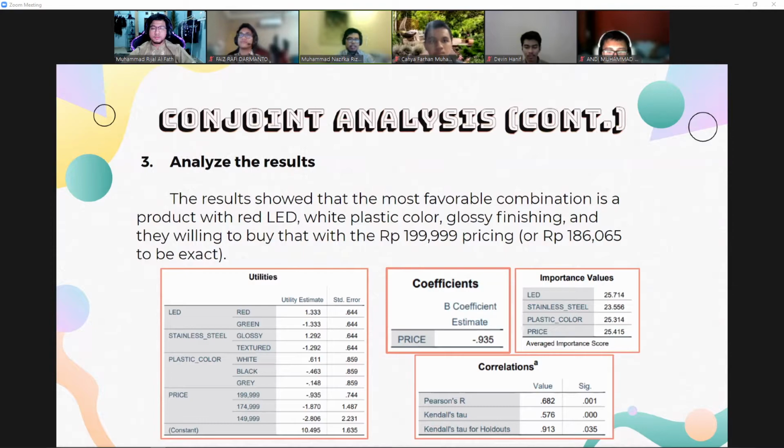The table next to it shows the rank of importance of the factors to the customer, and the importance is respectively the LED, the price, the plastic color, and lastly, the stainless steel finishing. Also, based on the correlation table, we can infer that the data is strongly related, indicated by the rule of thumb of correlation values above 0.5.